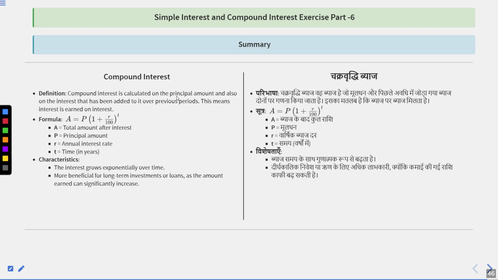Second one, compound interest. Compound interest is calculated on the principal amount and also on the interest that has been added to it over previous periods. This means interest is earned on interest. Formula: amount equals P into, in the bracket, 1 plus R upon 100, to the whole power T. A represents the total amount after interest, P represents the principal amount, R represents the rate of interest, T represents the time. What are the characteristics of compound interest? The interest grows exponentially over time, more beneficial for long-term investment or loan, as the amount earned can be significantly increased. Thank you.